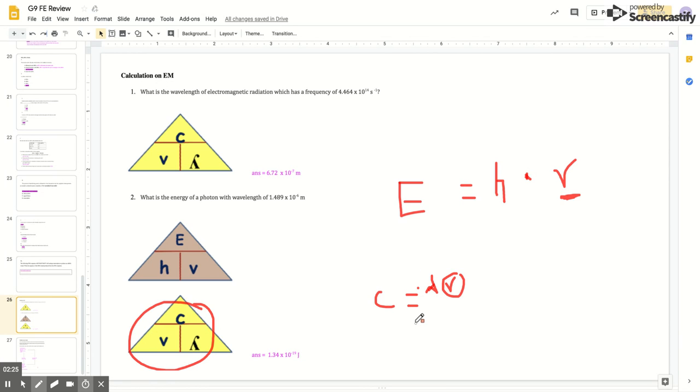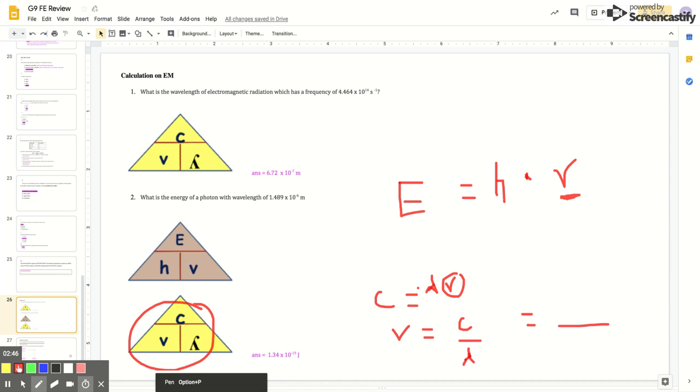So v, frequency, is equal to c divided by the wavelength, which is given to us in the question, and then you can get a number for frequency. Once you have that number, plug it into this equation, and you can solve for the energy of the photon.